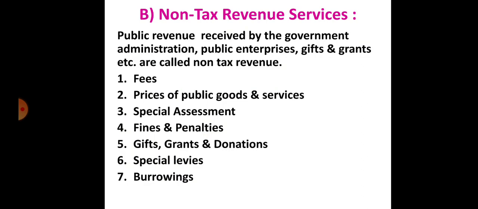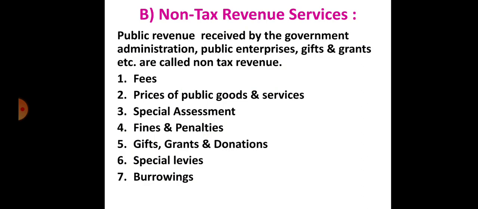First is fees. The fee is paid in return for certain specific services rendered by the government, like education fees, registration fees, etc. Then the second point is the prices of public goods and services. A price is a payment made by citizens to the government for the goods and services sold to them, like railway fares, postal charges, etc.